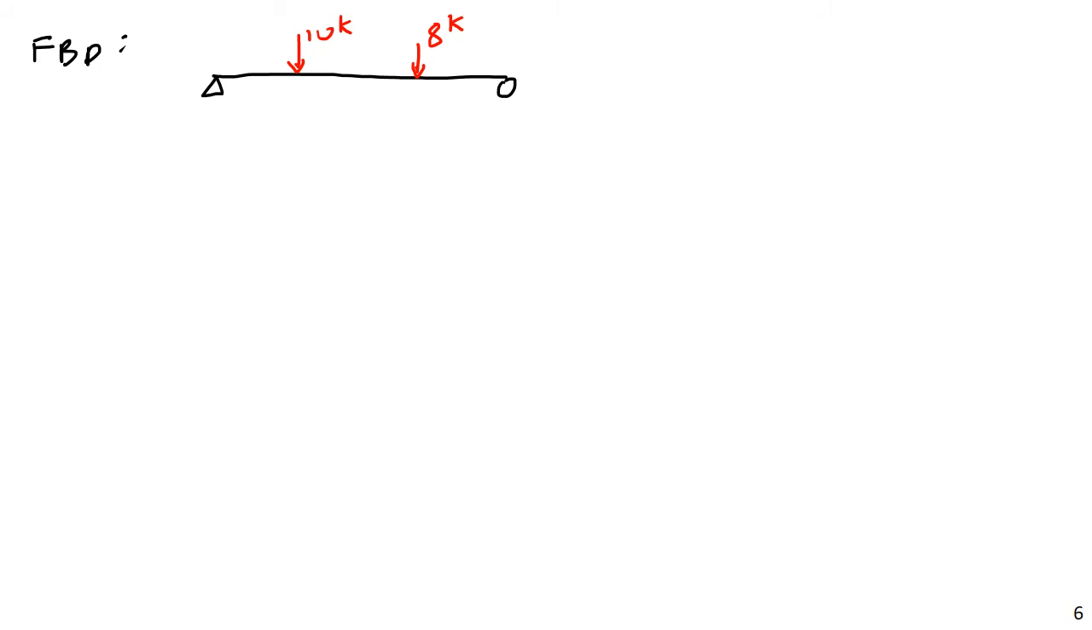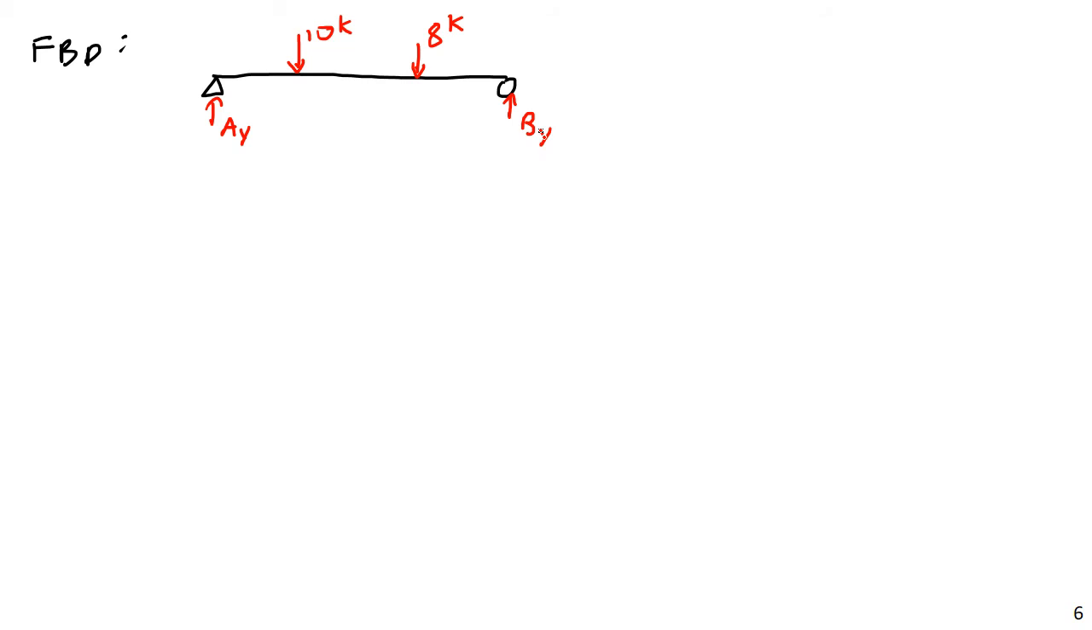If you're not familiar, a kip is 1,000 pounds. Hopefully everyone knows that by now. If you had me for statics or mechanics of materials, I definitely pounded that into your heads. But you never know where people are coming from. So if you're not familiar with that, a kip is 1,000 pounds. So we have this, and then we also have an AY and a BY.